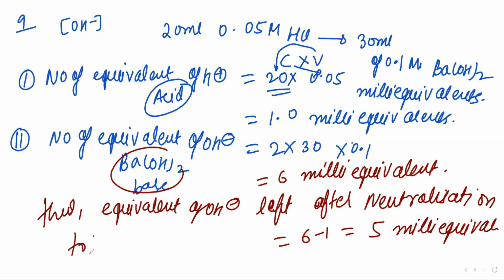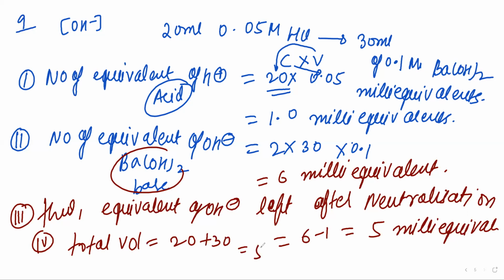So now calculate the total volume. This is the third part, this is the fourth part. Total volume will be 20 plus 30, so it will be 50 ml. Right. So the OH minus concentration will be 5 milli equivalents by 50, so 5 by 50. It comes out to be 0.1 molarity. So write the whole explanation now.